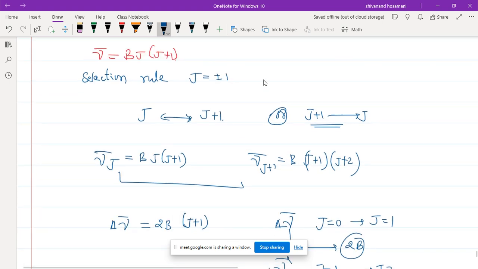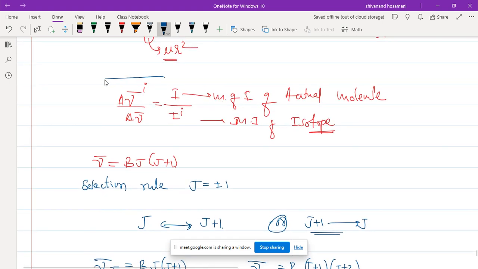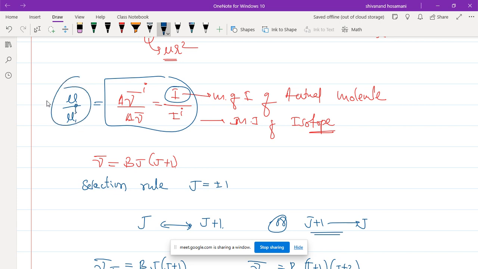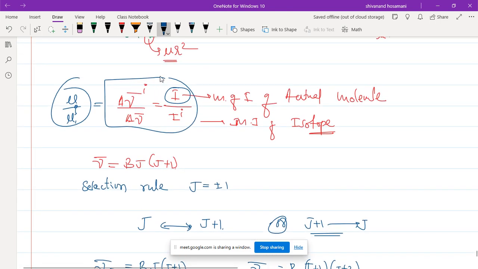Moreover, delta nu bar depends on the moment of inertia, and it can even be written in terms of mass, as moment of inertia is directly proportional to mu, the reduced mass. This is the isotope effect. Which one is more here? Take delta nu bar.